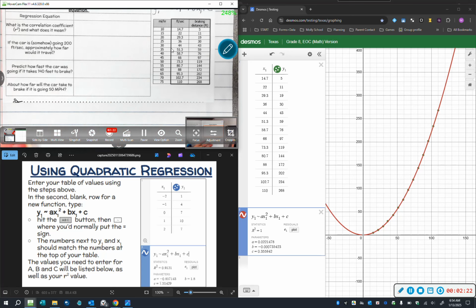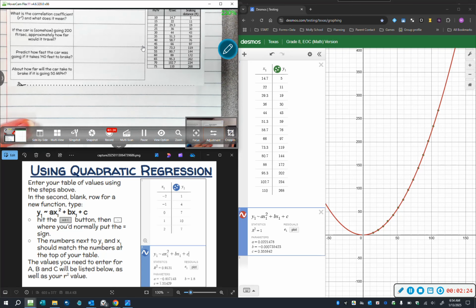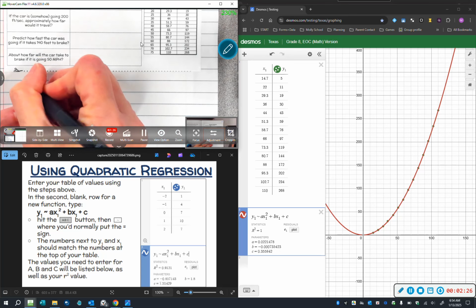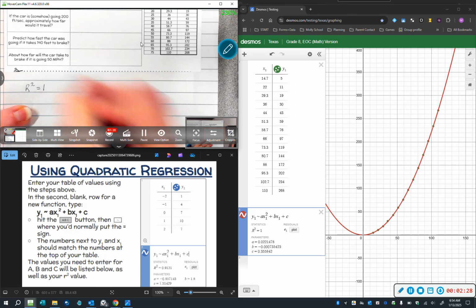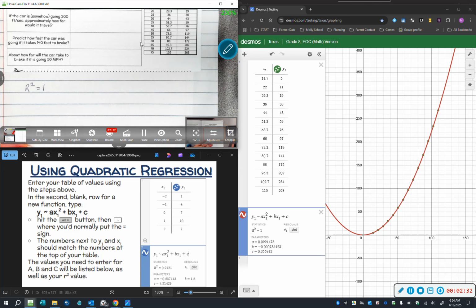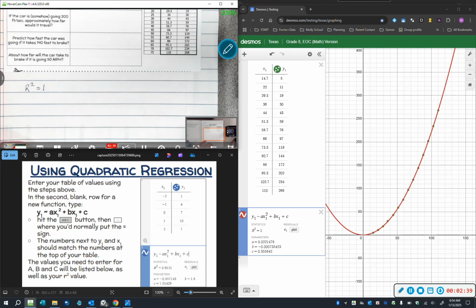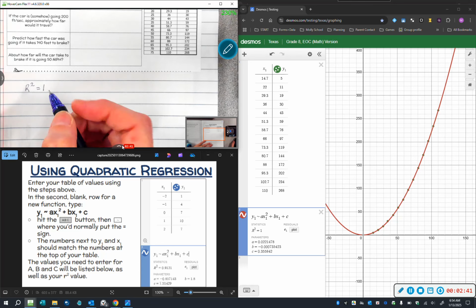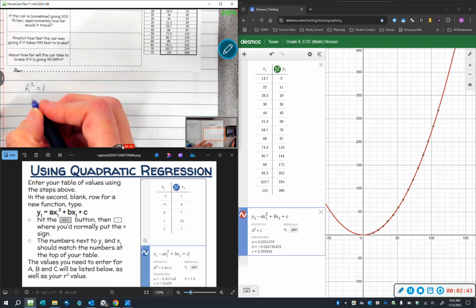So first of all, it gives me a few things. It gives me r squared. In this case, it says r squared is 1. R squared kind of acts like r, but I am not convinced that we need to know that. I'm just telling you that so that if you need it, you can see it. Okay, and then they've got A, B, and C.